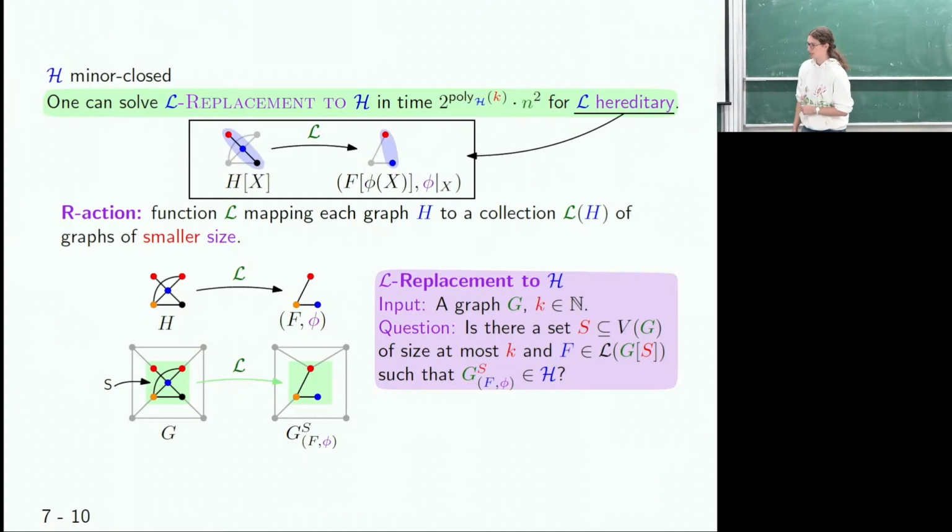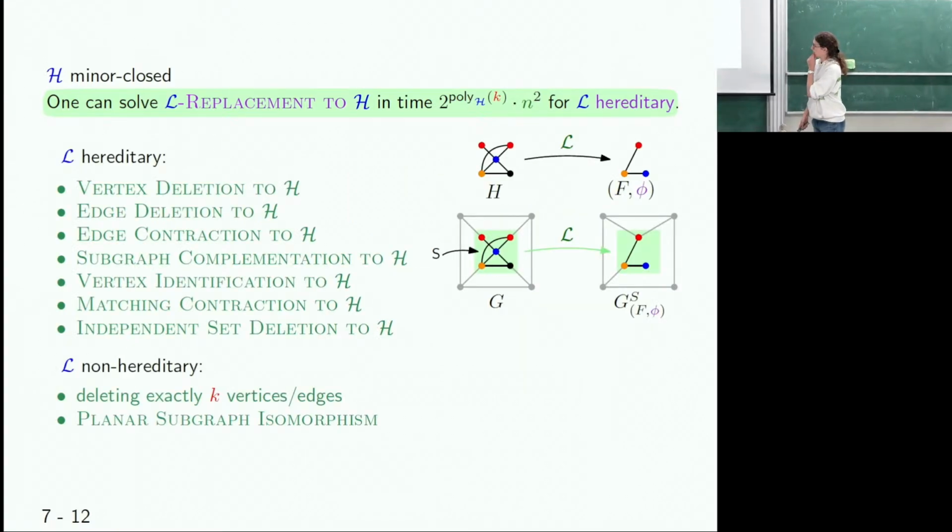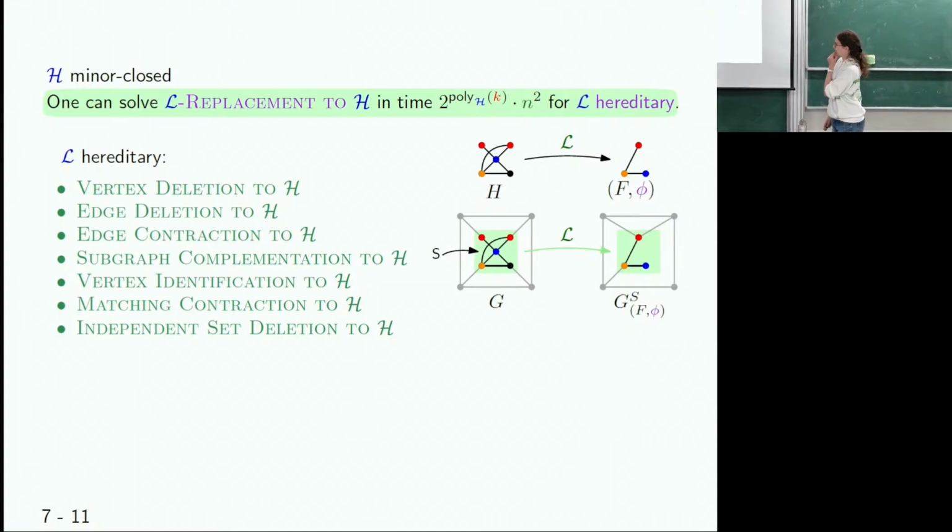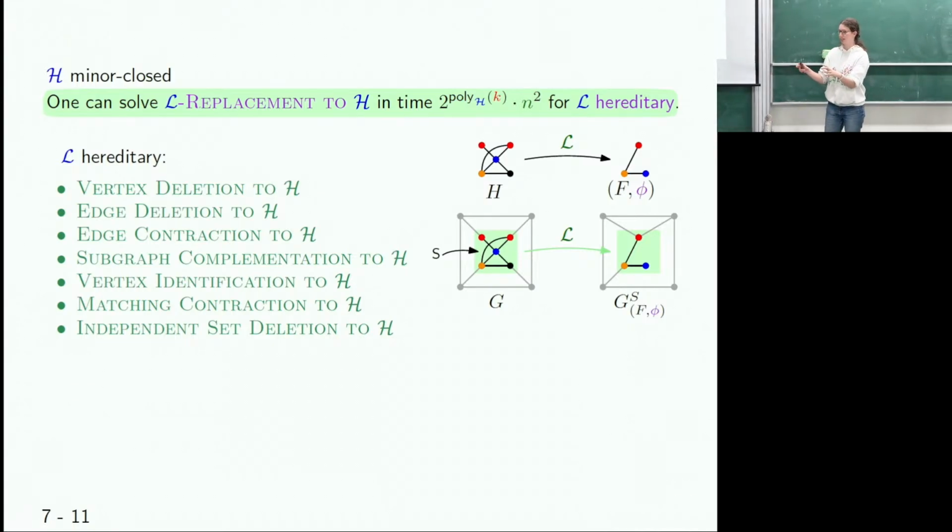In the next page, one of the problems is subgraph complementation. Do you allow arbitrarily large subgraphs to be complemented? No, I ask, can I find a set of size at most k, so that I take the complement of this. I see.